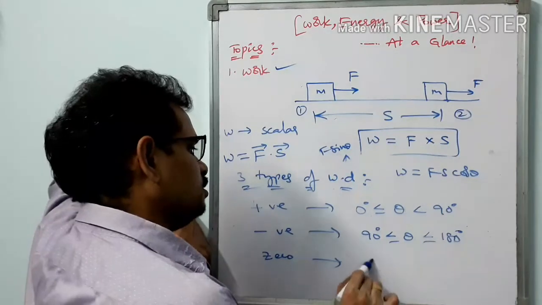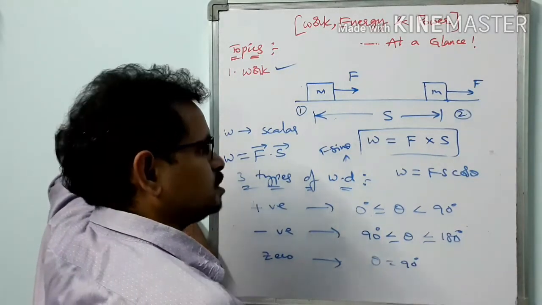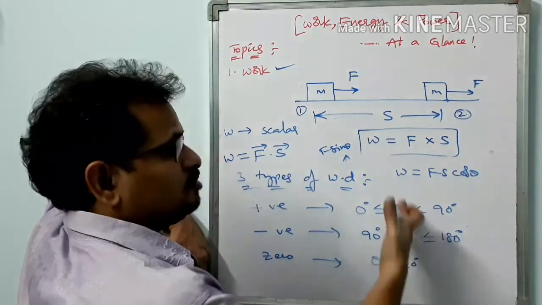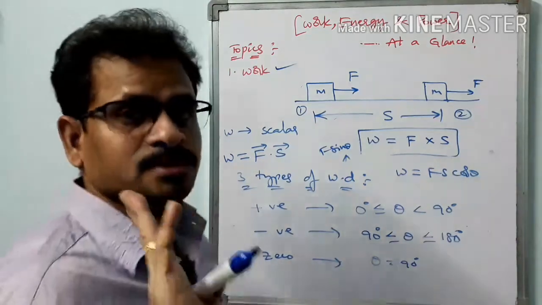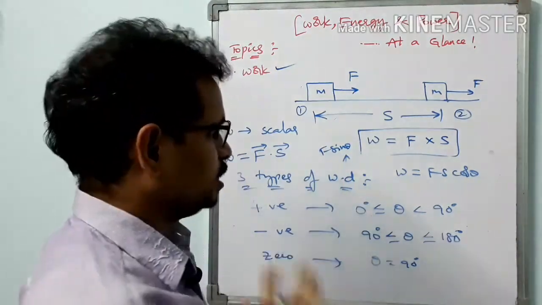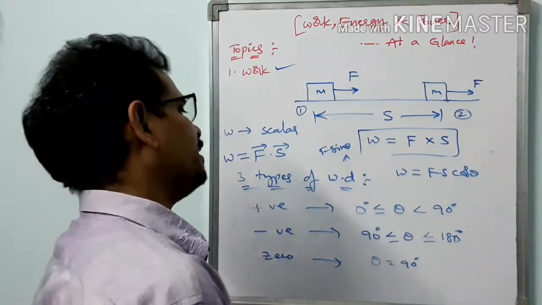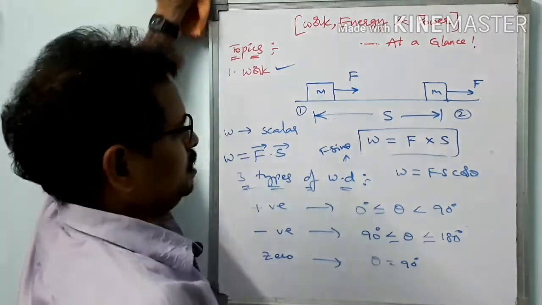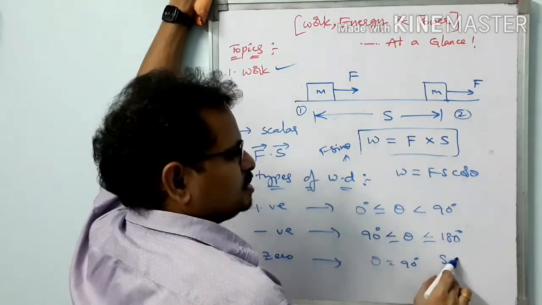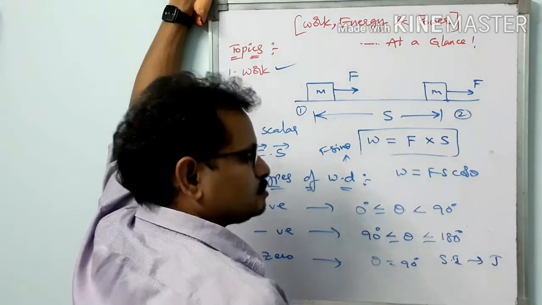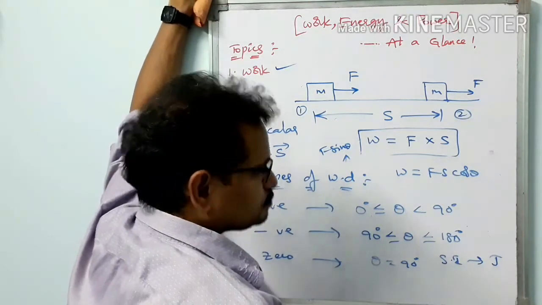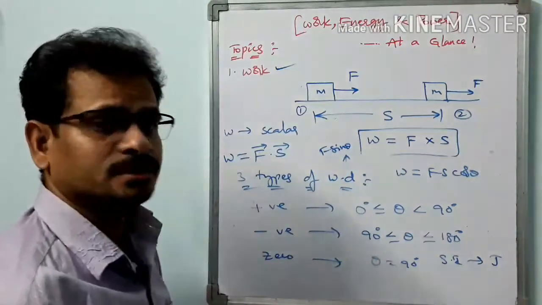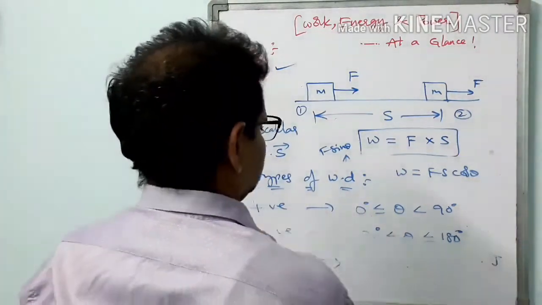And what about 0? When theta equal to 90 degrees. See, cos 90 is 0, no? So therefore W equal to 0 here. So 3 types of work done are there: positive work, negative work and zero work. Got it, no? And work is a scalar quantity. Its SI unit is joule. Okay, right, this is about work done. Next one.